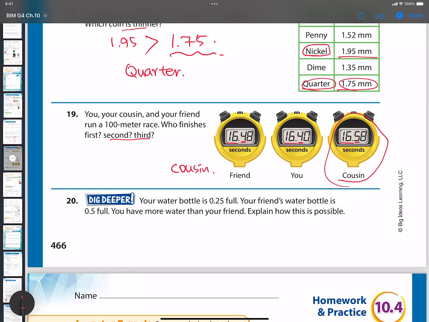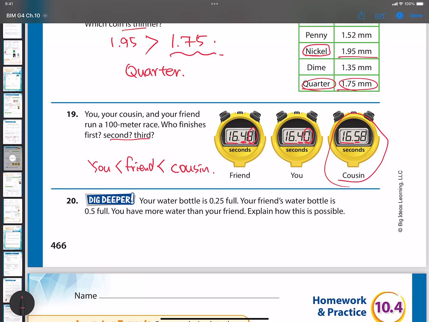And who got first? Who finished first? Okay, you, because you have the same tens, but then look at these hundreds. It has 0 versus 8. So you have the smaller number. That means you came in faster than your friend. So you, and your friend, and cousin. Okay? All right.